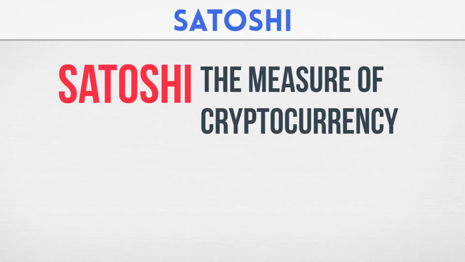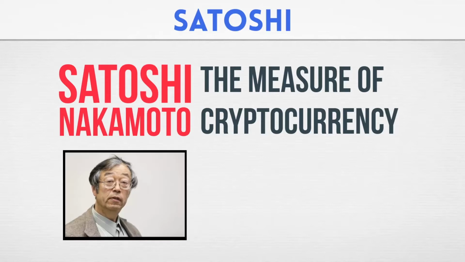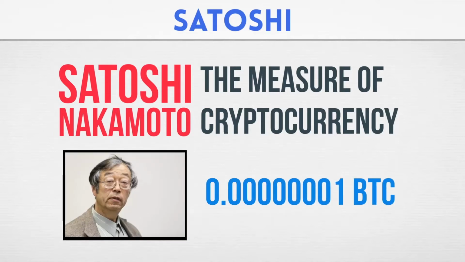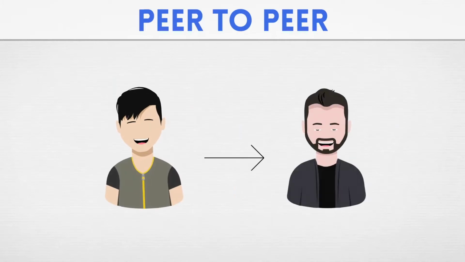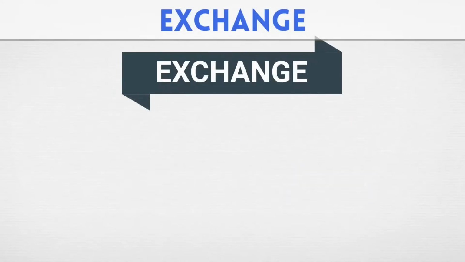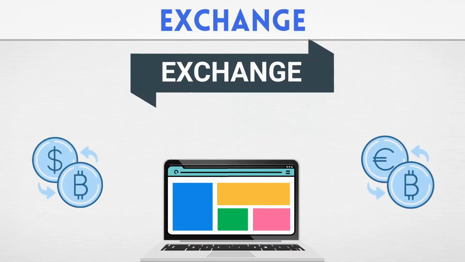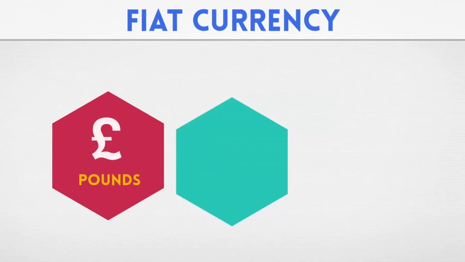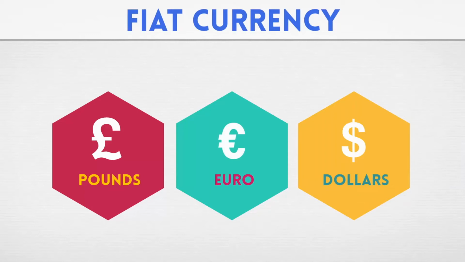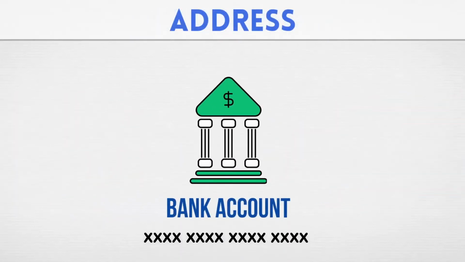Satoshi is the measure of cryptocurrency created by Satoshi Nakamoto, which is 0.00000001, which is just 8 decimal places. Peer-to-peer means me to you, person to person. An exchange is an online platform where you can change your fiat currency to cryptocurrencies. A fiat currency is paper money like the pounds, the euros, or the dollars. An address is like a bank account that you get when you open an online wallet.